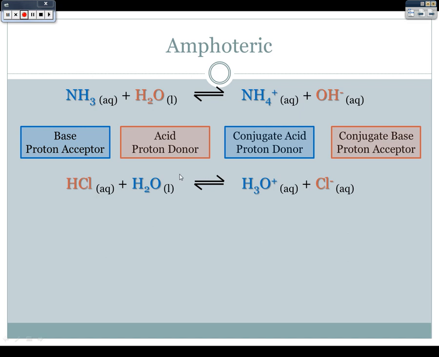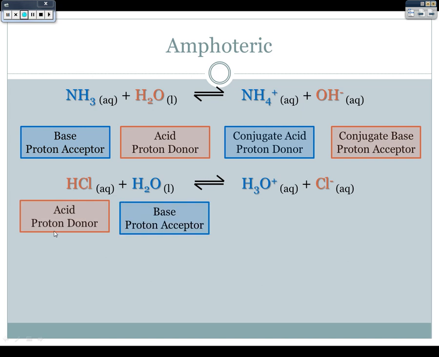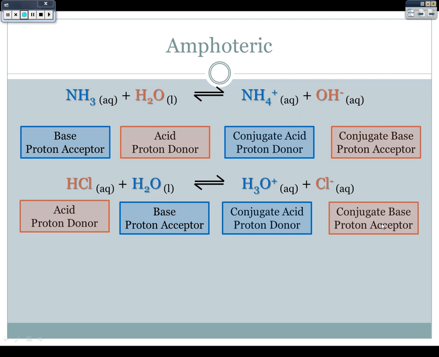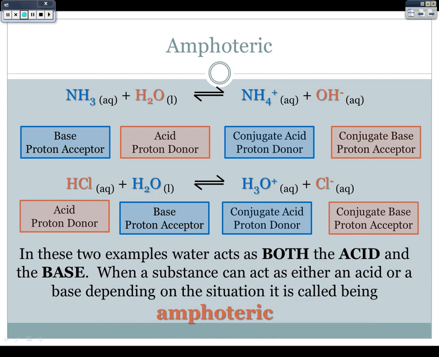We can look at another example where I've got HCl plus water making H3O plus and Cl minus. So here HCl was a proton donor and water was a base. It was a proton acceptor, making it now a proton donor and an acid, a conjugate acid, and the Cl minus would be a proton acceptor and a conjugate base because there's no more hydrogen to give up. So if you look at water, water was an acid in the first reaction and then became a base in this reaction. And that's a quality that is called amphoteric. So in these two examples, water acts as both the acid and the base. When a substance can either act as an acid or a base, it's called being amphoteric. And that's a special quality of water.